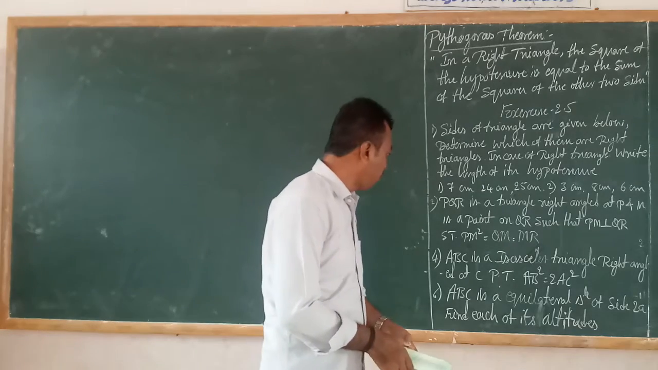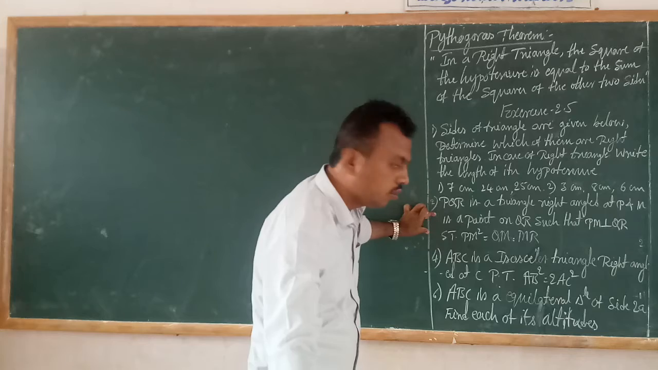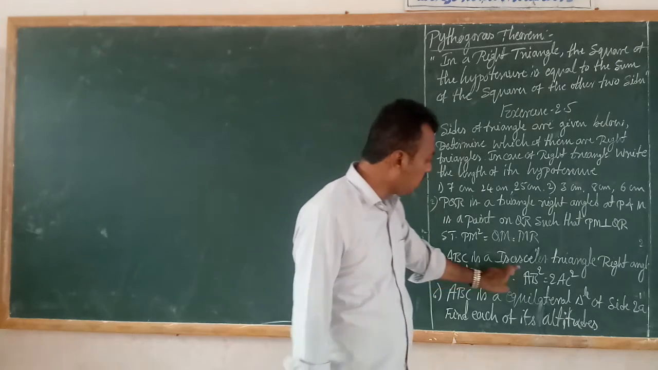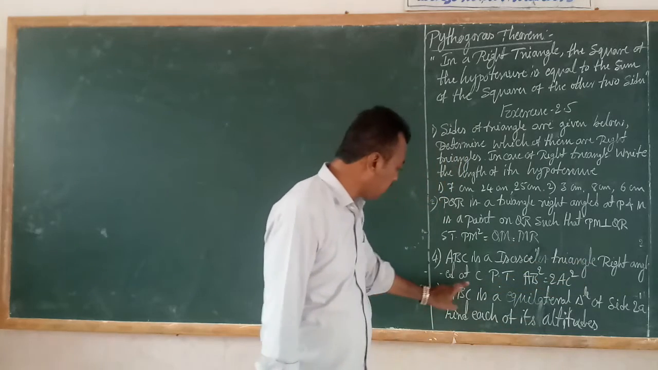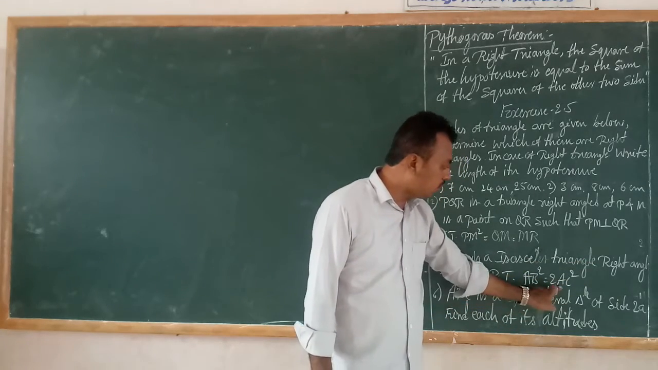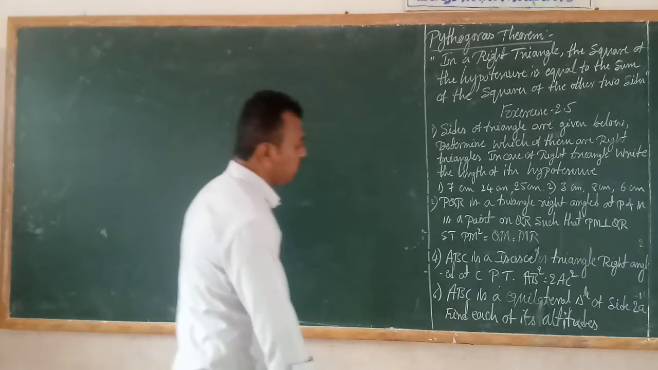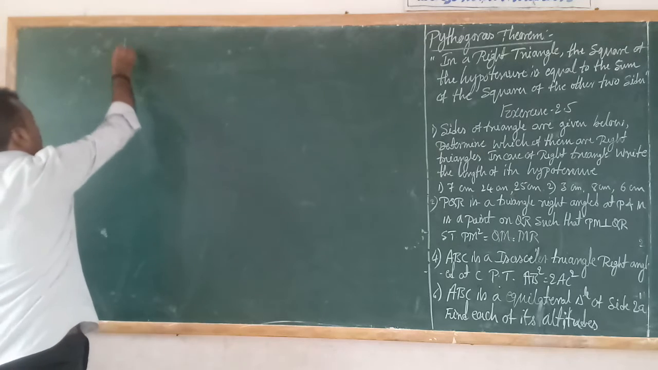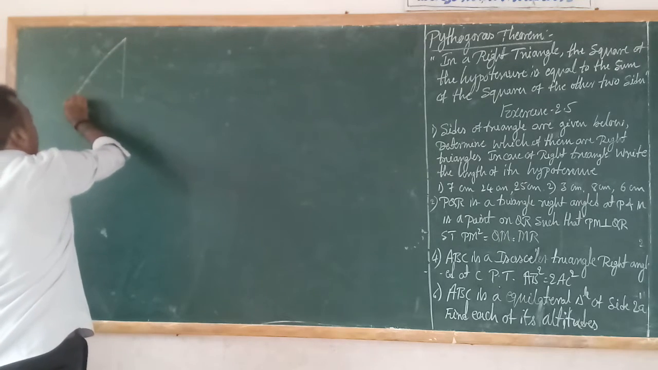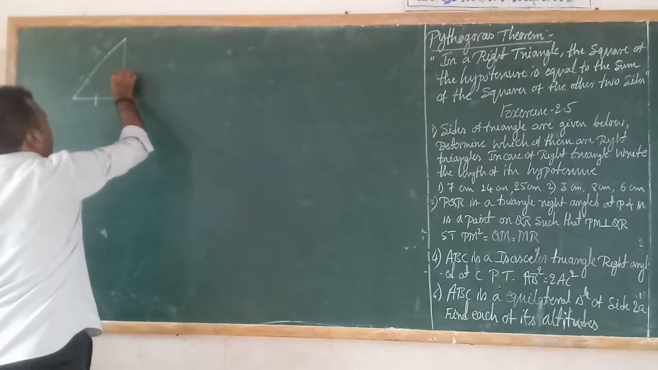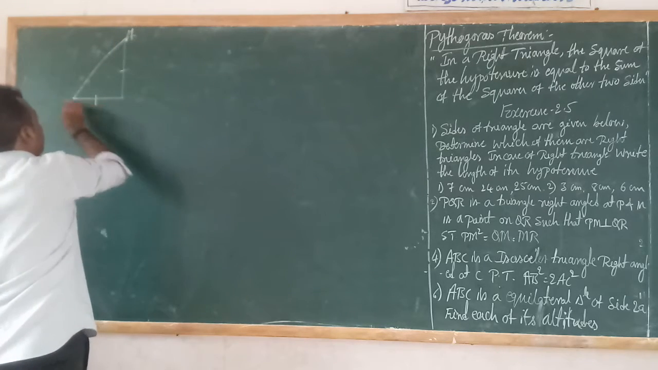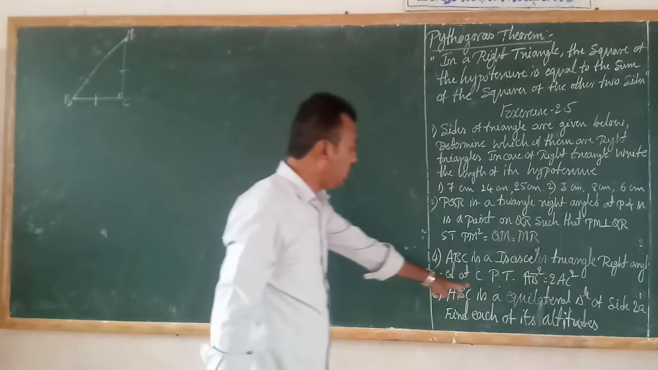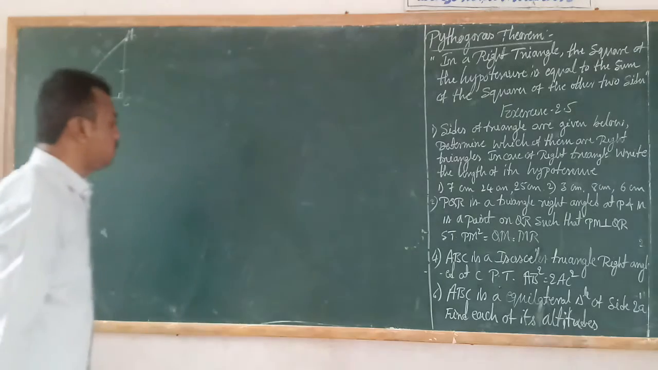Question number 3, as it is there, you have to do at home. I will go to question number 4. ABC is an isosceles triangle, right angle at C. Prove that AB square is equal to 2 times AC square. ABC is an isosceles right angle triangle, A, B and C, right angle at C.